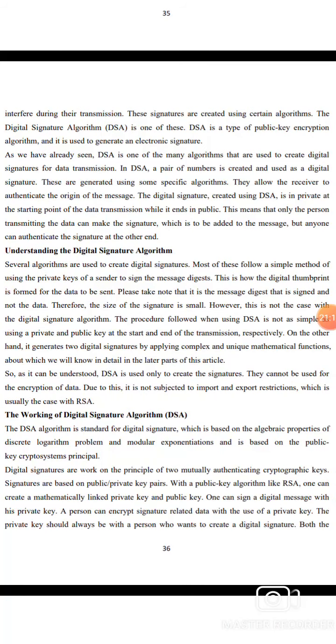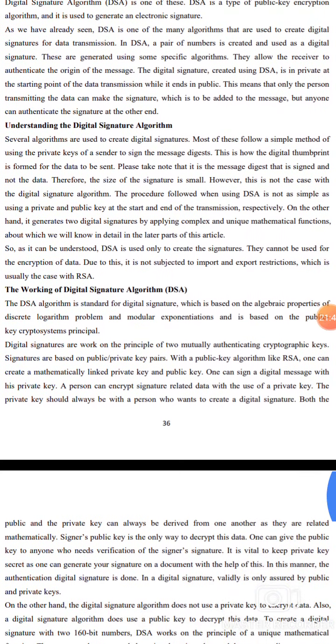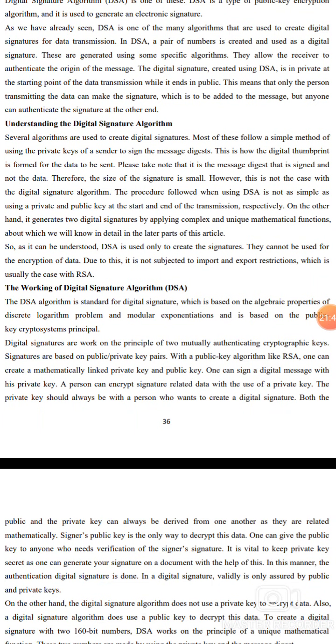We have already seen that DSA is an algorithm used to create the digital signature for transmission. In DSA, a pair of numbers is used as the digital signature, generated by a specific algorithm. This means the person transmitting the data can make the signature, which is added to the message, but anyone can authenticate the signature at the other end. Understanding the digital signature algorithm.